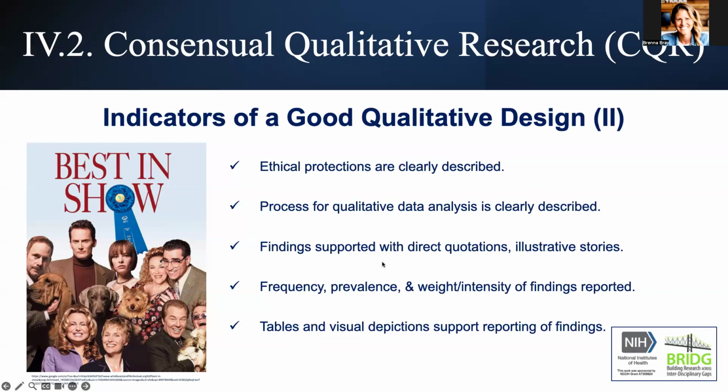And then now we're moving into our results section. So our findings are supported with direct quotations and illustrative stories. That's going to be in our results section of our manuscript. Frequency, prevalence, and weight or intensity of findings are reported. That's also going to go in our results section. Tables and visual depictions support reporting of findings. Those tables and visual depictions are going to go in our results section. And then in Module 5, we'll touch a little bit more on what might be in the discussion section.